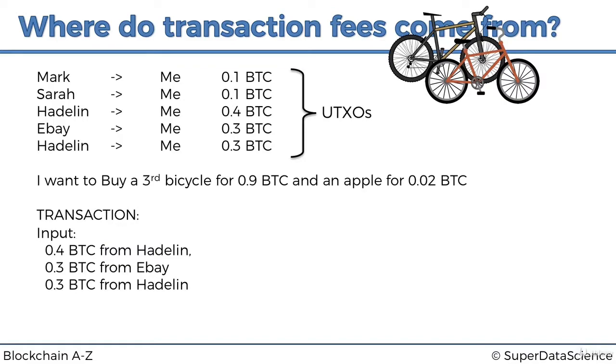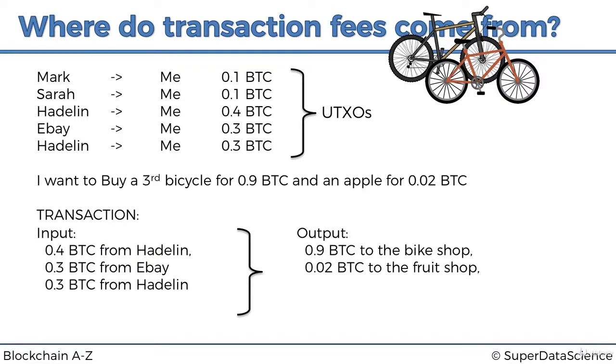And so that's going to be our input, and our output is going to be, naturally, 0.9 BTC to the bike shop to get the bike, 0.02 BTC to the fruit shop for the apple, and the rest, the change, as we can see, is less than our input. The change, as we know, we can't just leave hanging there. We need to send it back to ourselves. So 0.06 BTC to myself. I know what you're thinking. We'll get to it in a second.